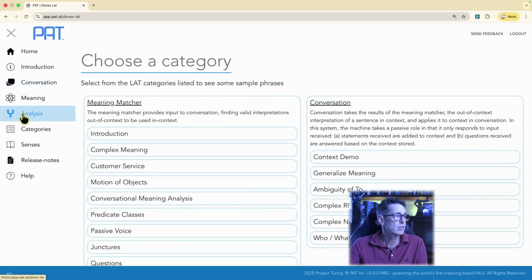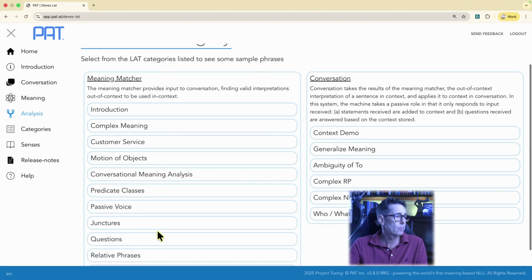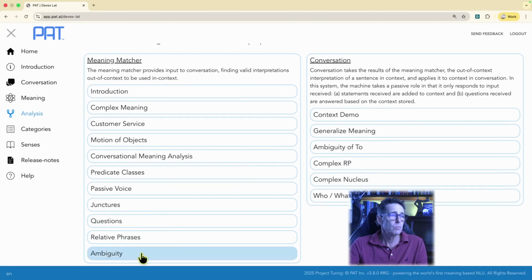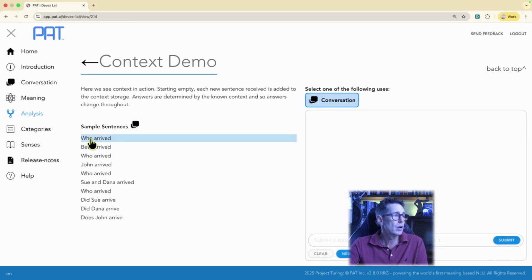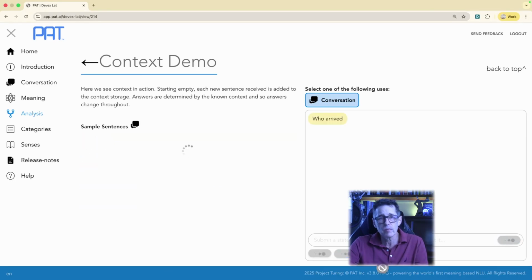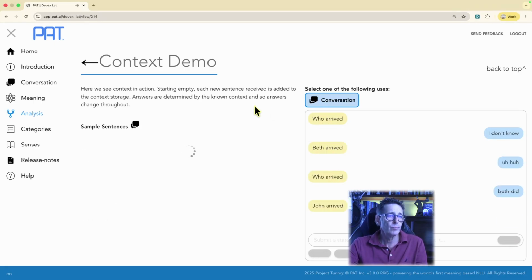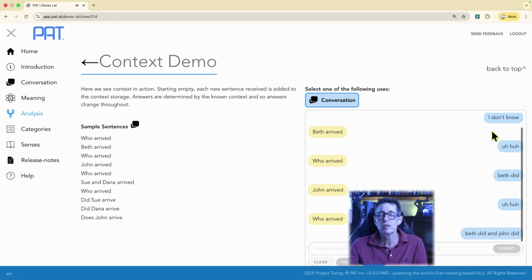We've got an analysis screen, which has a bunch of conversation examples and a bunch of meaning matcher examples. If we take an example of, say, context, we've got this sequence: who arrived, Beth did, Beth arrived, who arrived. As we run through all of them, you can do this yourself. As we enter these things in sequence, when you say who arrived, the answer is I don't know, because we don't know who arrived.